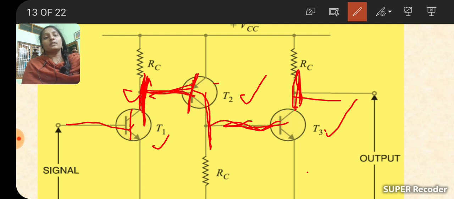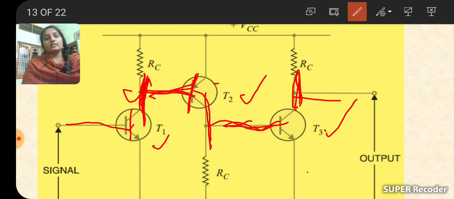The output of T1 is directly connected to the input of T2, and the output of T2 is directly connected to the input of T3. So in this way, no coupling elements are used to connect the output of one stage to the input of the next stage. Okay, no coupling elements are used. That's why it is called direct coupled amplifier.